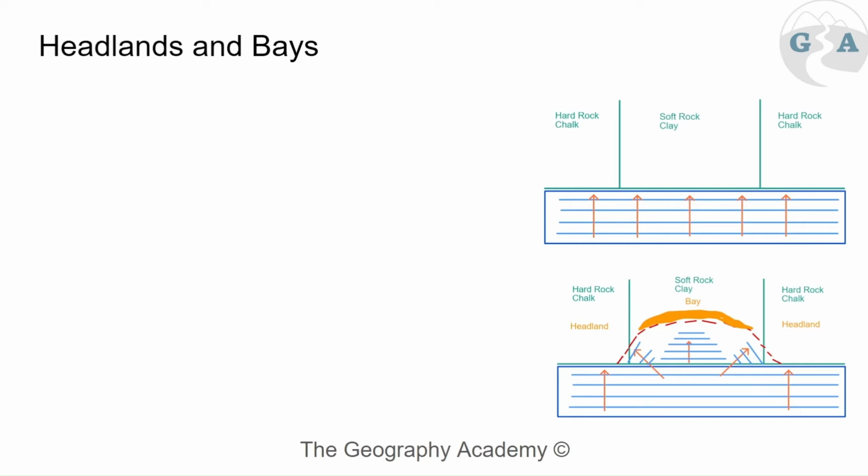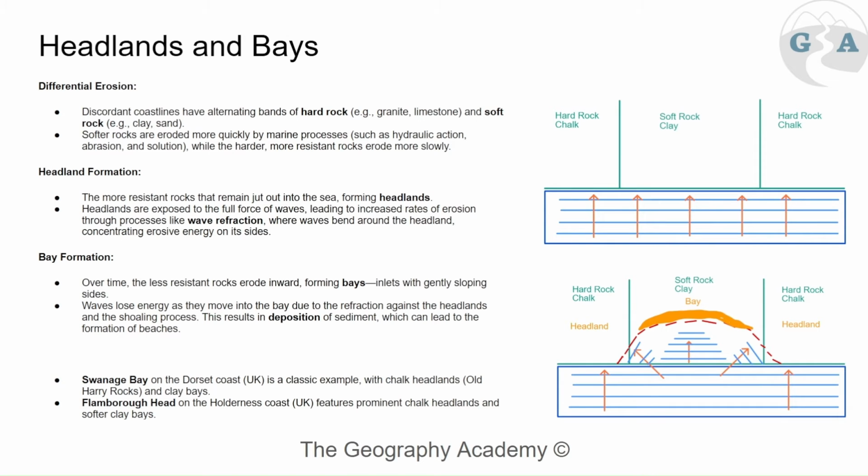Hydraulic action will attack the cliffs and it will erode back the soft rock quicker than the hard rock, and this will cause a natural change in the area. This is known as differential erosion. Softer rocks are eroded more quickly. Headlands are formed, and then the headlands will cause wave refraction. The waves will move around the headland, and this will cause the formation of a beach and a bay as the waves go through the shoaling process.